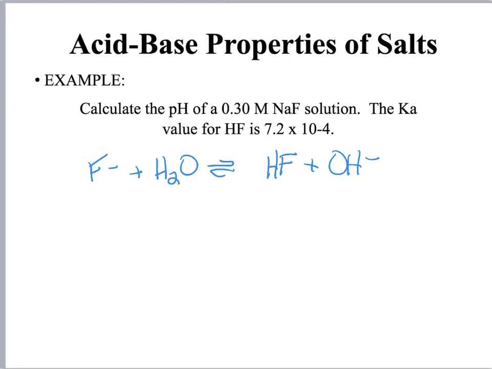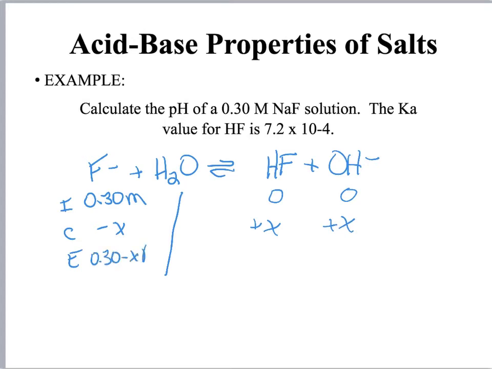Okay, so we're going to make our ICE table here now. We know that water is a liquid, so it does not participate in our ICE table. Our initial concentration of our fluoride ion here was 0.30 molar. The initial concentrations of the HF and the OH minus were 0. This is going to change by some value of x. These are going to gain some value of x. It's all 1 to 1 in the balanced equation. So at equilibrium, this is 0.30 minus x molar. This would be just x molar, and this would be just x molar.